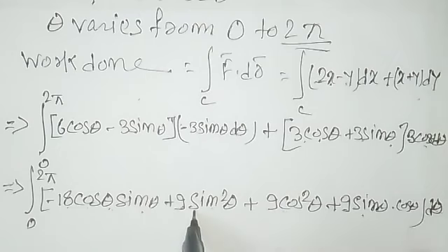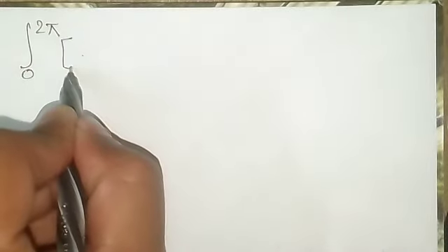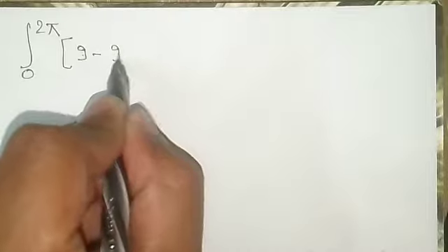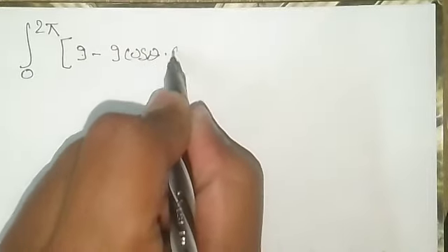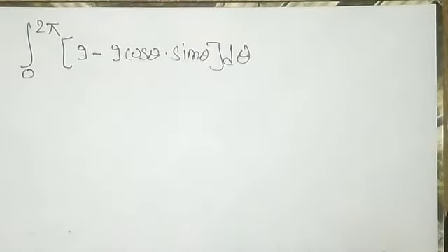9 will get common. Sin square theta plus cos square theta is 1, right? So it will simply be 9 minus 9 sin theta cos theta into d theta. Got it? So directly we can write the integration from 0 to 2 pi of 9 minus 9 cos theta sin theta d theta. There is some further simplification you need to do.